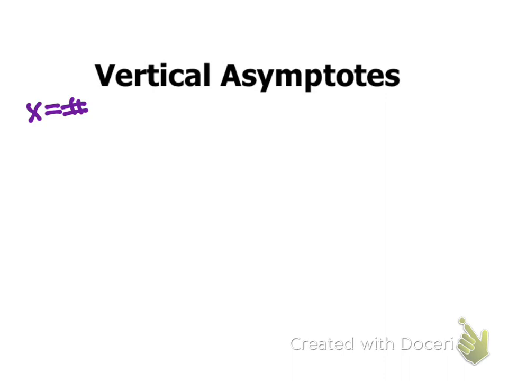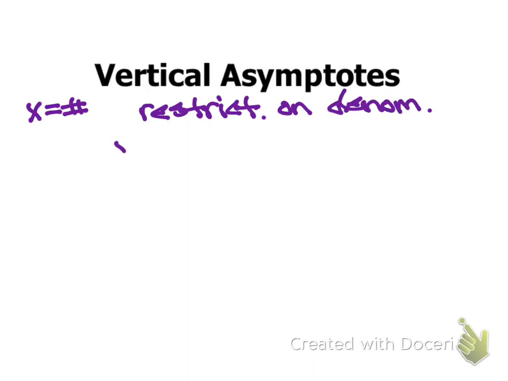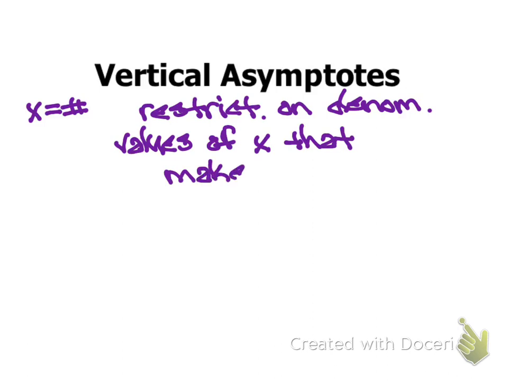To find your vertical asymptotes, what you're looking for is restrictions on the denominator. Or another way to think of that is values of x that make the denominator equal to 0. So let's see what that looks like.